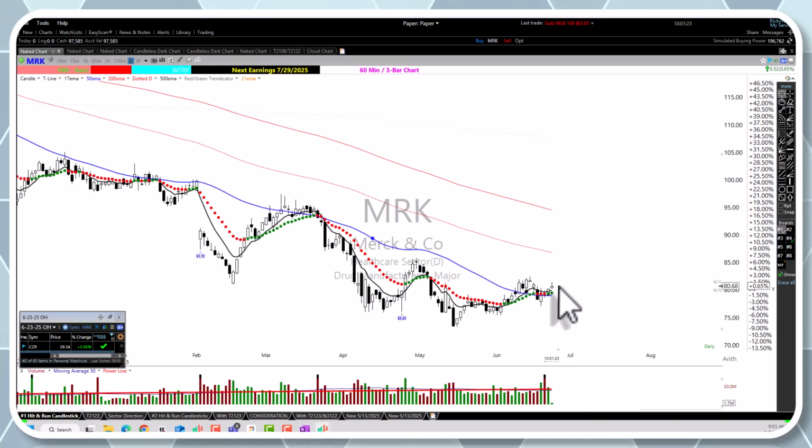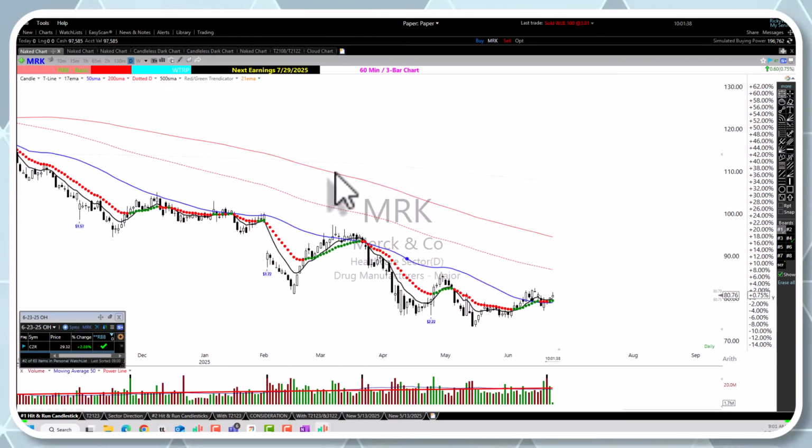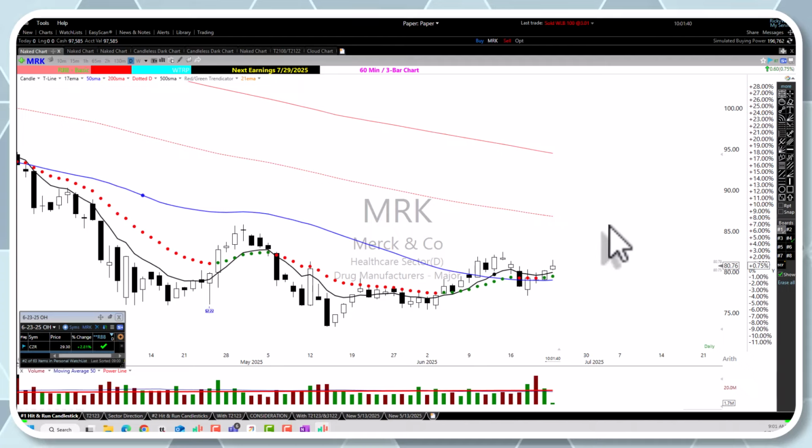Now, what makes this different? Not a whole lot, okay? Not a whole lot yet. But one thing that's different about this one is we've actually held above that 50 period moving average more than we have here in the past, okay? So that's one thing that makes it a little bit different.